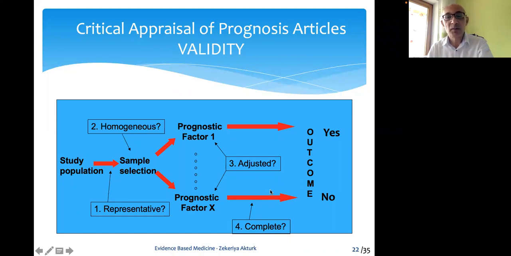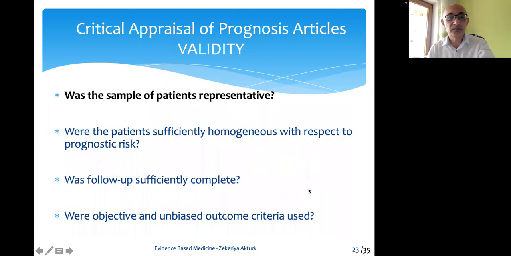And follow-up. Is it complete or not? Do we have a complete follow-up, or are there dropouts in the different arms? What about the different dropout ratios? Are they high or low? And the outcomes, of course, should be objective and unbiased.